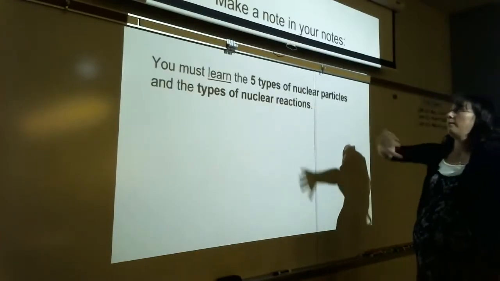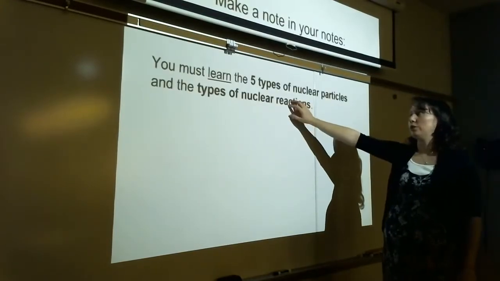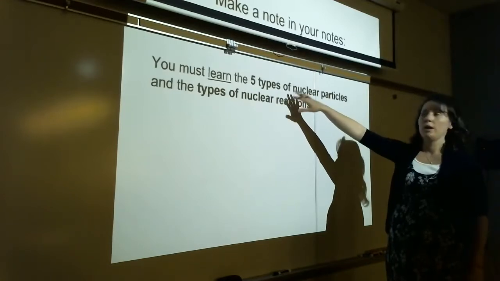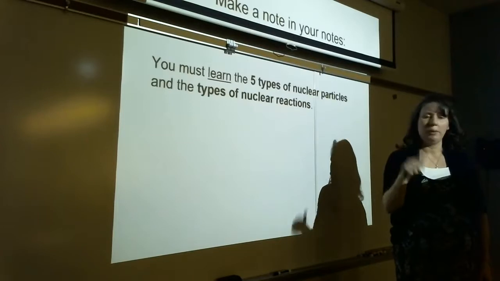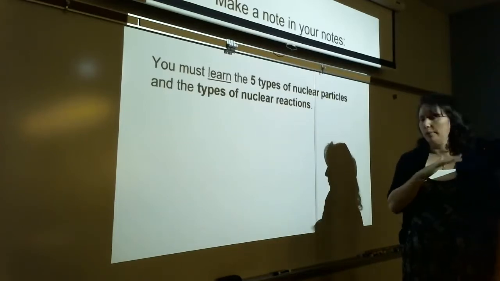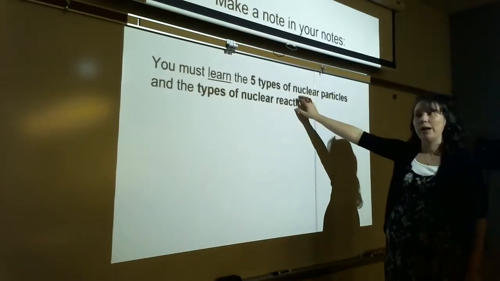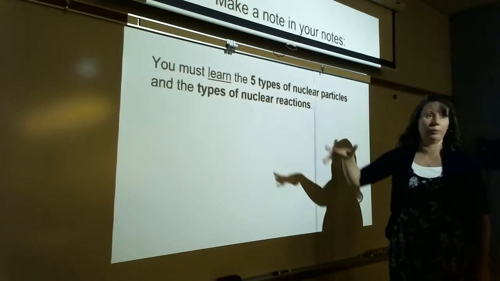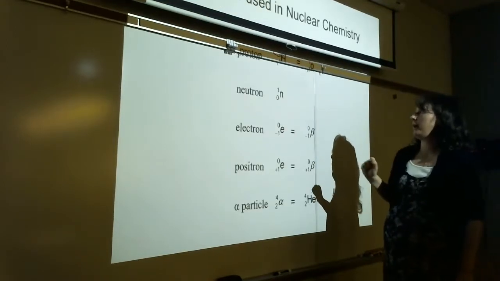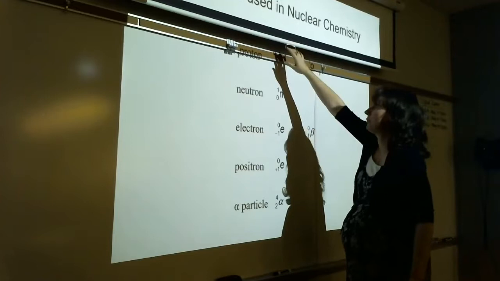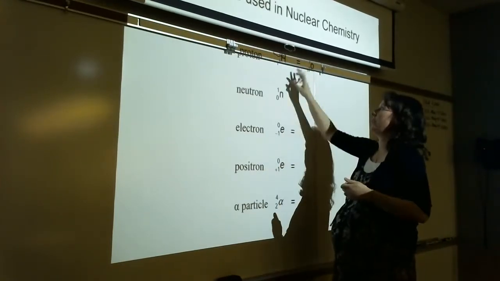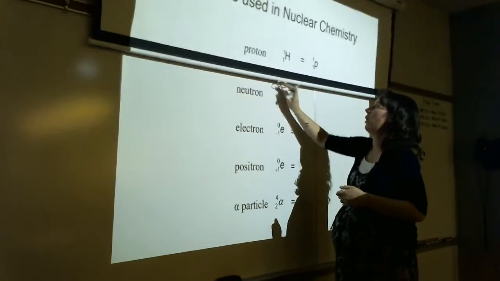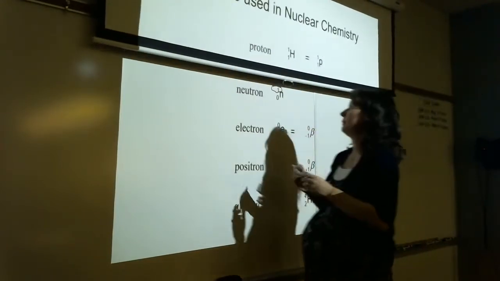And so make a note to yourself that you're going to need to learn these 5 types of particles and the types of nuclear reactions. That's just something you have to commit to memory. Make yourself some flashcards, however you want to do it. But this is something you have to have committed to memory in order to be able to do this. And so I'm just going to make a little cheat sheet off to the side here for us to use today while we're going through these problems.